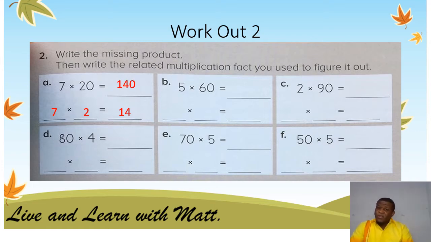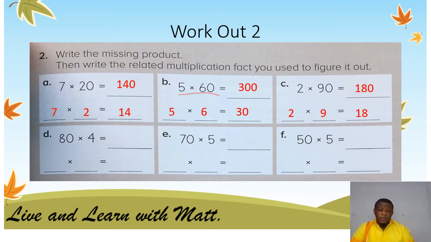What is 5 times 60? So we can use 5 times 6 to be 30. So 5 times 60 will be 300. Part C, we can use 2 times 9 to figure out 2 times 90. So 2 times 9 is 18. Therefore, 2 times 90 will be 180.